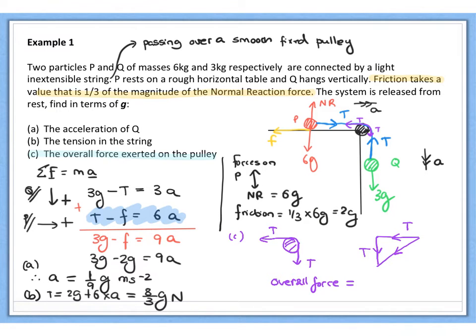Well, it's equal to T squared plus T squared, all square rooted. And that comes to 36.958... or 37.0 newtons to 3 significant figures.